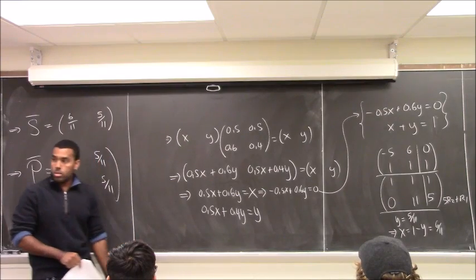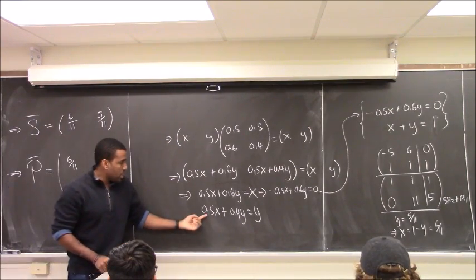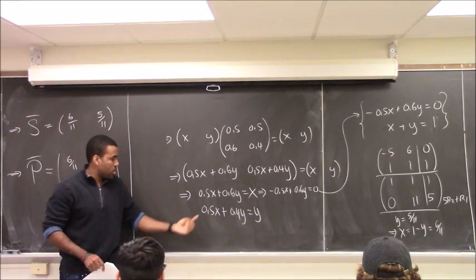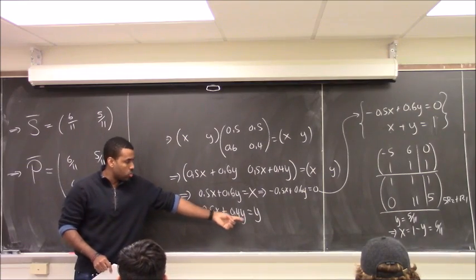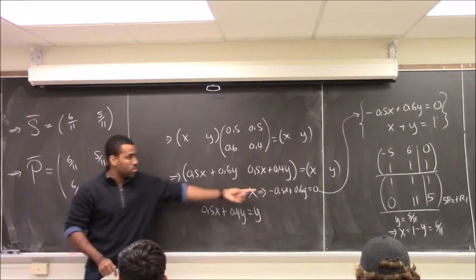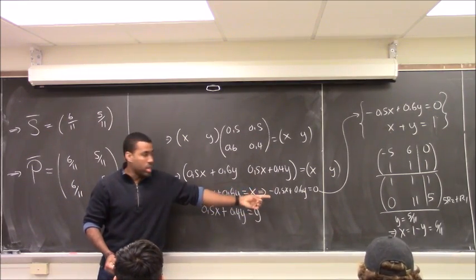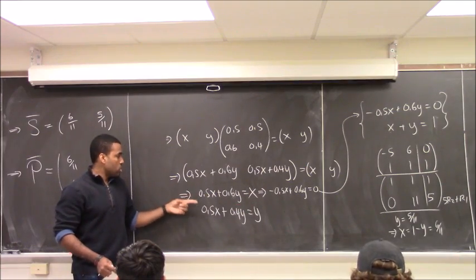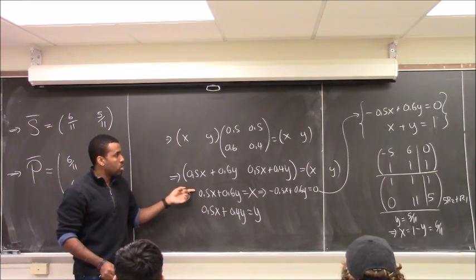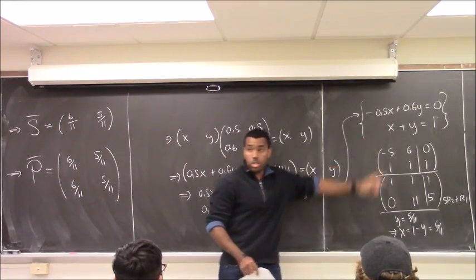And the thing is, if I went down here and I moved the y over, I would get 0.5x minus 0.6y equals 0, which is actually just the negative of this. So it wouldn't actually help you. Once you get one of them, just use one of them with this equation. That gives you the system you need.